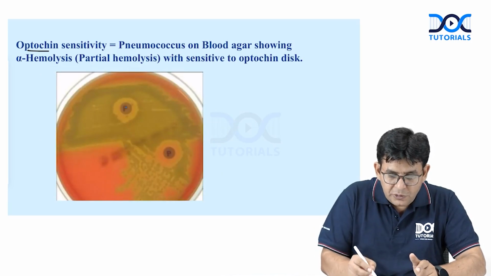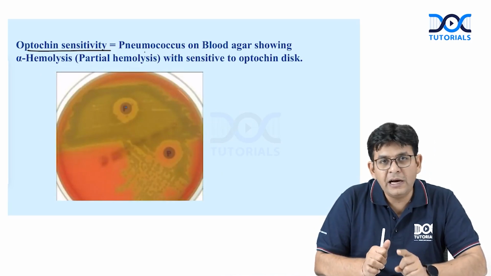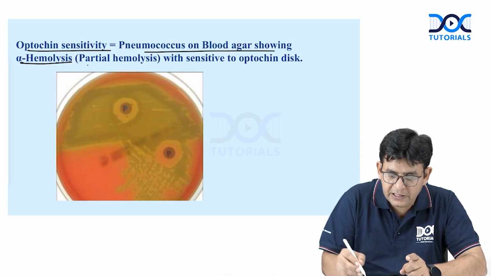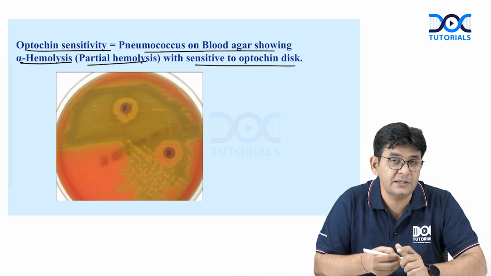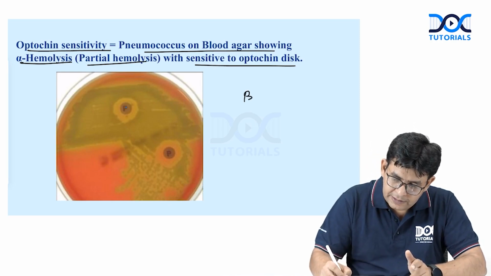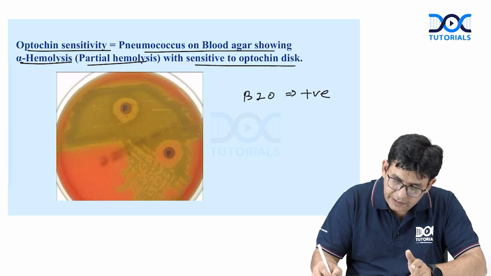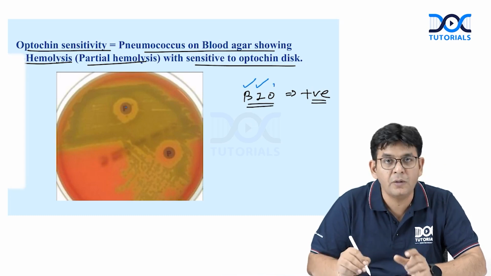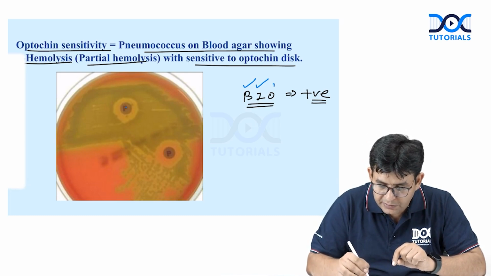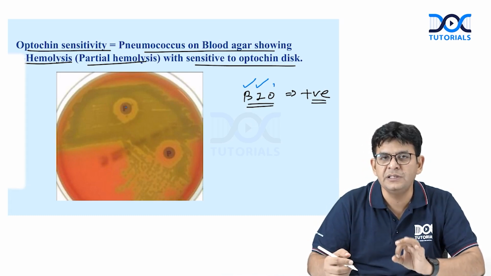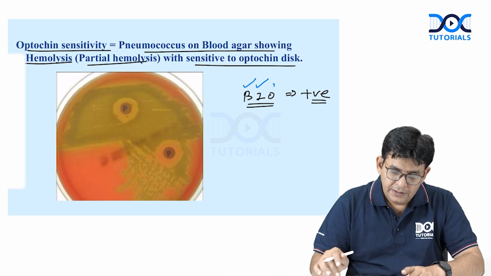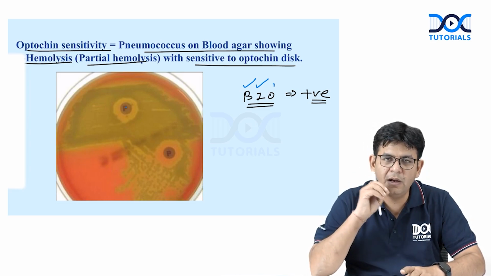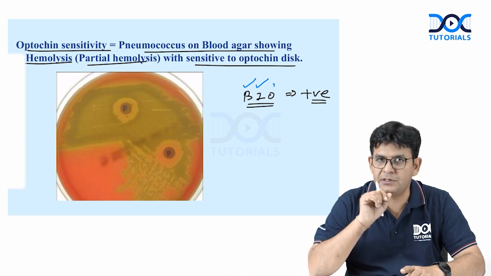Now, my dear friends, if we talk about Optochin sensitivity, I told you that it is a drug, ethylhydrocupreine, and the pneumococcus on blood agar shows alpha hemolysis, that is partial, with sensitivity to this Optochin disc. If you remember, I have already told you that BIO is positive. Bio positive means it is bile soluble, inulin fermenter, and Optochin sensitive. And as you can see, the zone of inhibition is coming up. That is what is termed as Optochin sensitivity. Is it fine? So this much is there regarding the pictures in the pneumococcus along with the other streptococcus which you have observed.